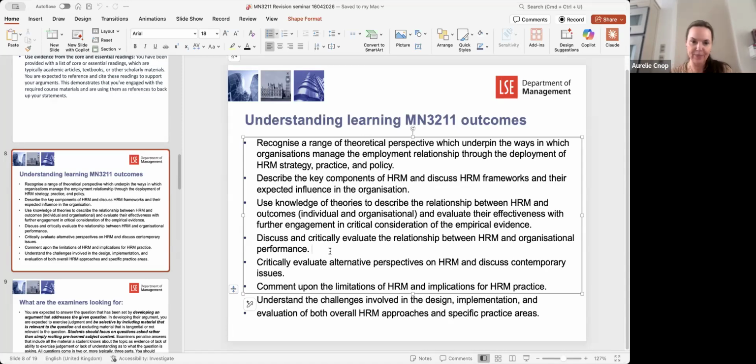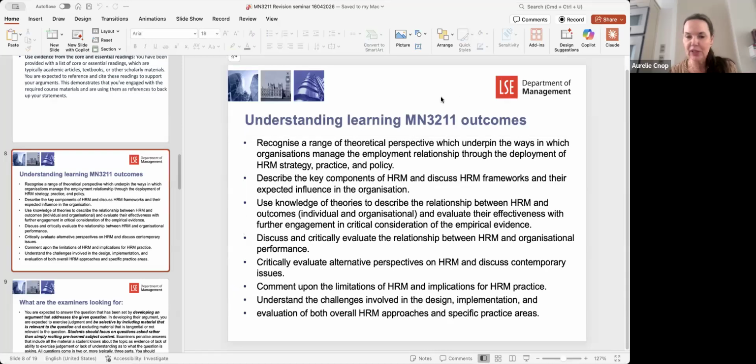So you want to be able to comment on the limitations of the model and the implications for practice, right? So you need to understand also the challenges that are involved in the design, the implementation, and the evaluation of any HRM approach that we've seen in specific practice areas. So these are the different elements that are part of the outcomes of this course. If you feel that you are able to master these different bullet points, you probably are in a good position towards the exam.